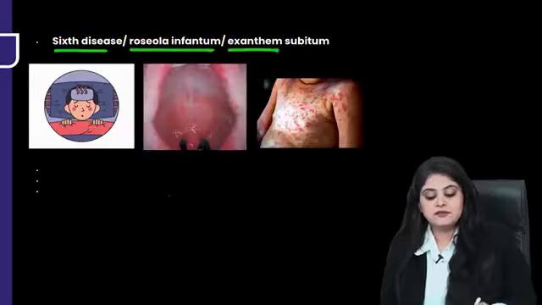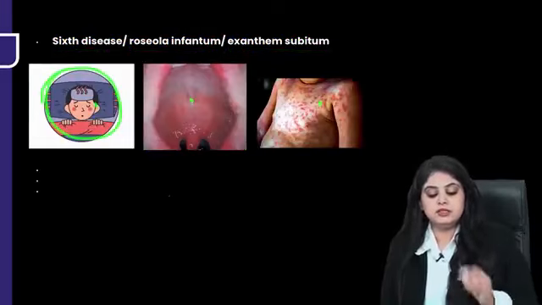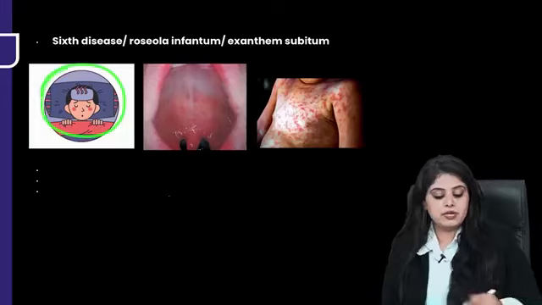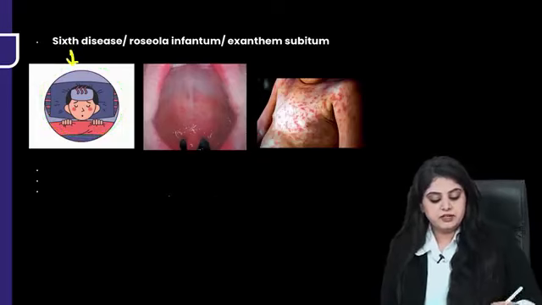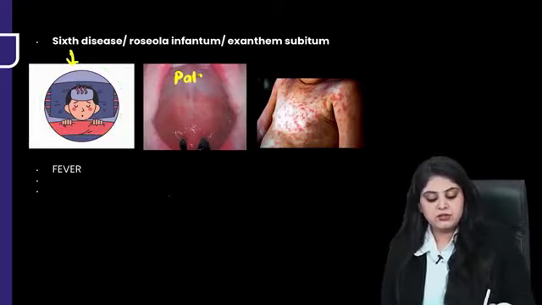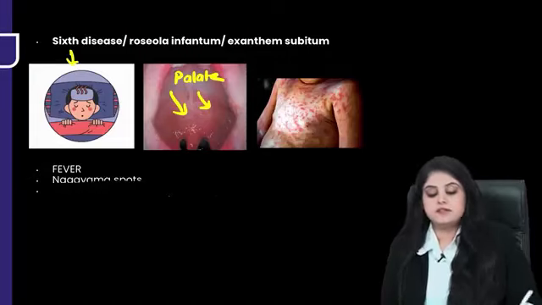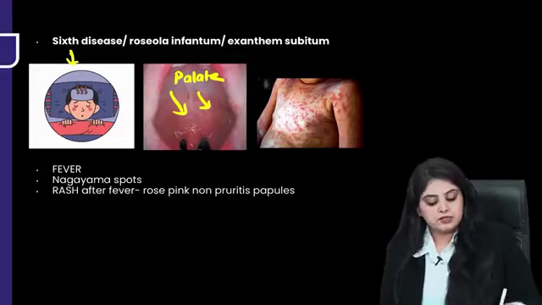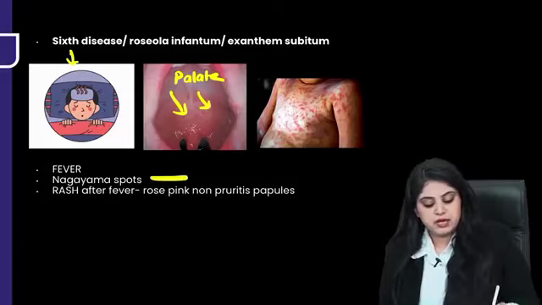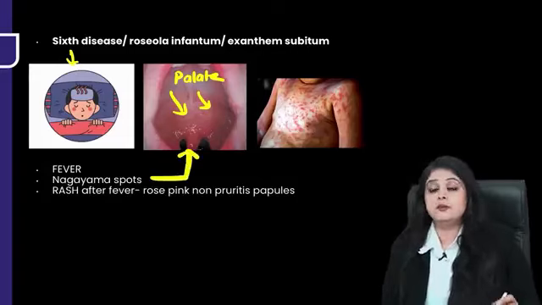6th disease or roseola infantum or exanthum subitum, I can see number one, two, three. Three things that you have to know. Number one, I can see that the child is having fever. Very well put up. Yes. Next, I can see that on the palate over here, there are definitely some spots. What are the spots on the palate known as? They are referred to as the Nagayama spots. So please remember, Nagayama spots are seen on the palate.